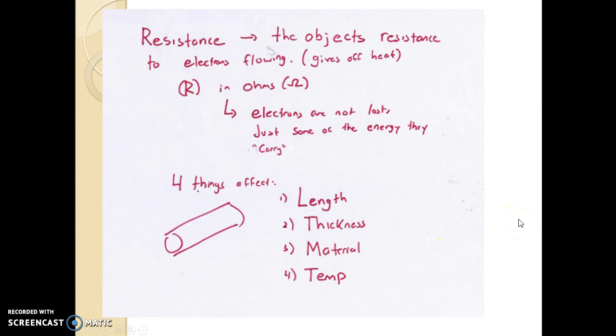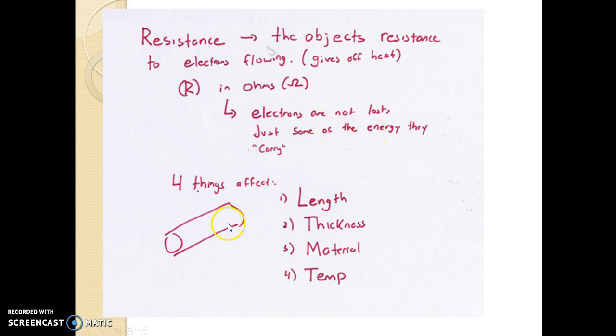Then finally, you have resistance. Once again, voltage was kind of like the height, and it's the push. Current is the flow, what moved. Resistance is what kind of makes it not move all at once. It's the object's resistance to electrons flowing, and electricity gives off heat. Think of it as kind of like the size of the river, also kind of like the rapids in the river. Resistance letter is R, and it's measured in ohms, which is this lowercase omega. Remember, even though there's resistance, electrons are never lost. It's just some of the energy.